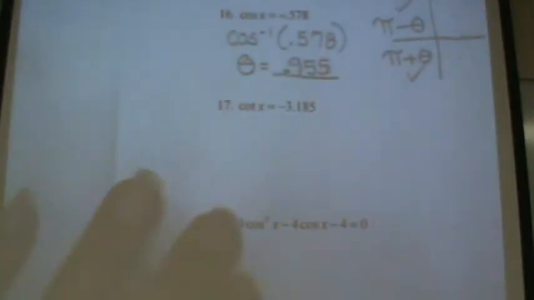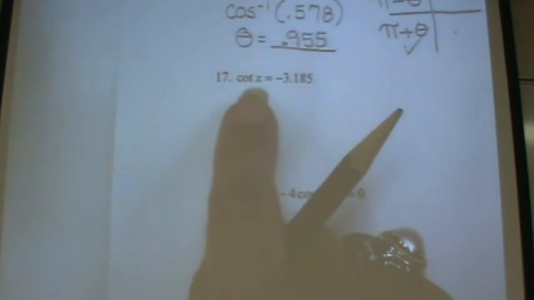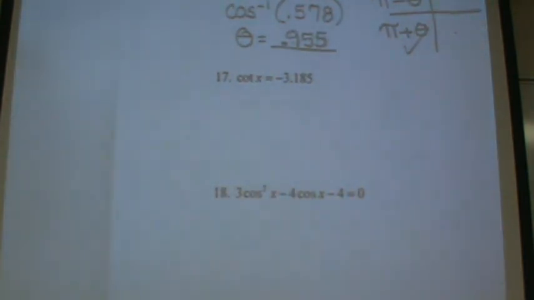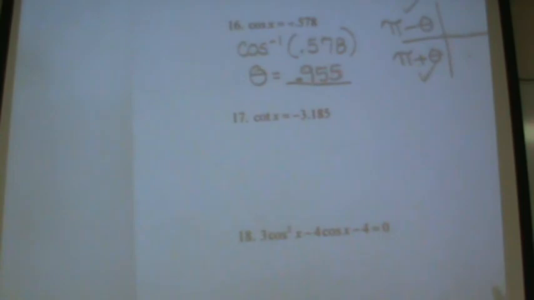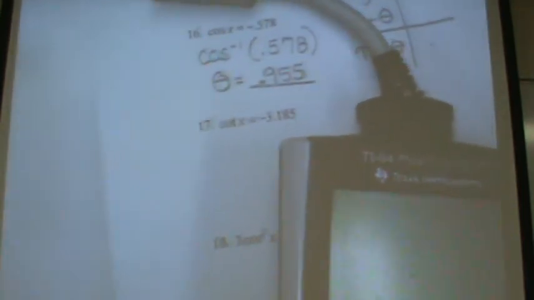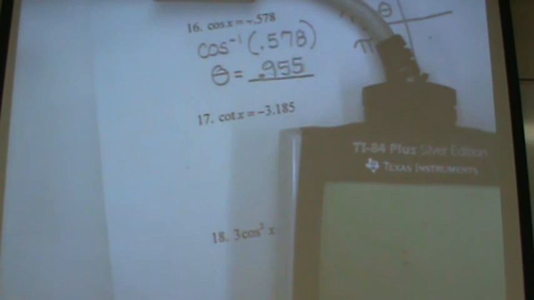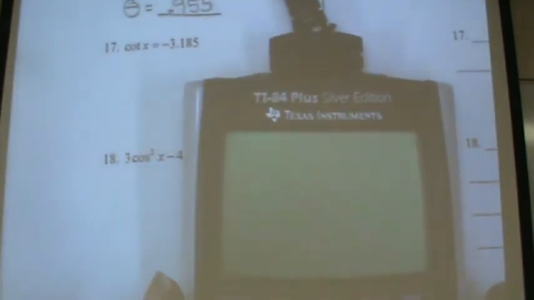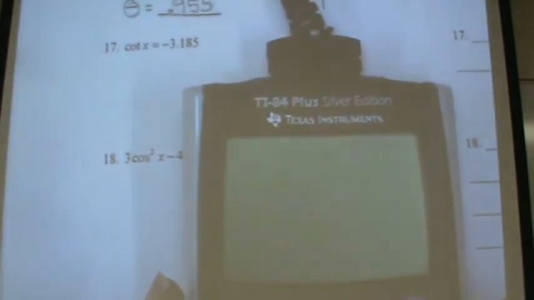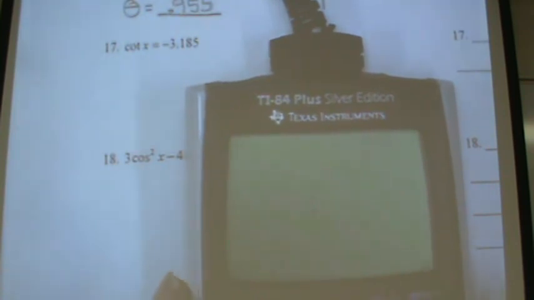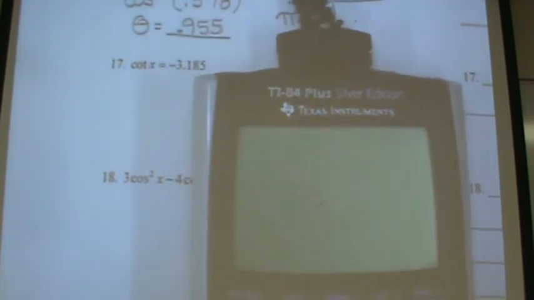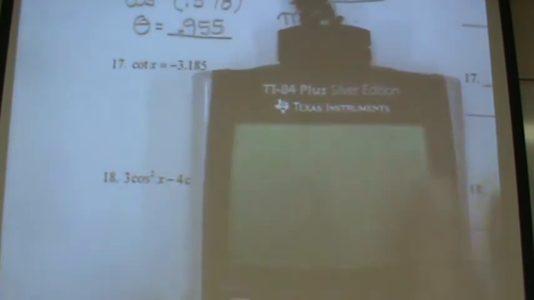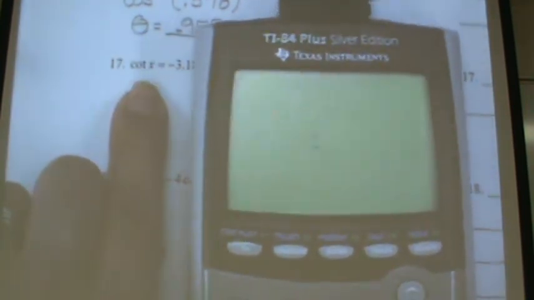So now this one. If you're using the 84 or 83, you don't have a cotangent button. Some of you, like Ryan, you have the 84? Yeah. Okay, so the reason I'm showing you the 84 and the Inspire is because you don't have an Inspire at home. You're going to go away to college and you might have to do this problem, and if this is the calculator you have, this is what you have. So how would you do this problem on this calculator?